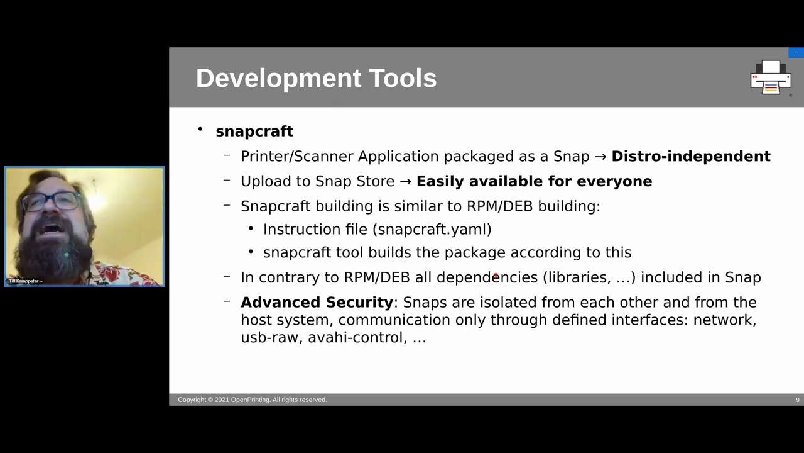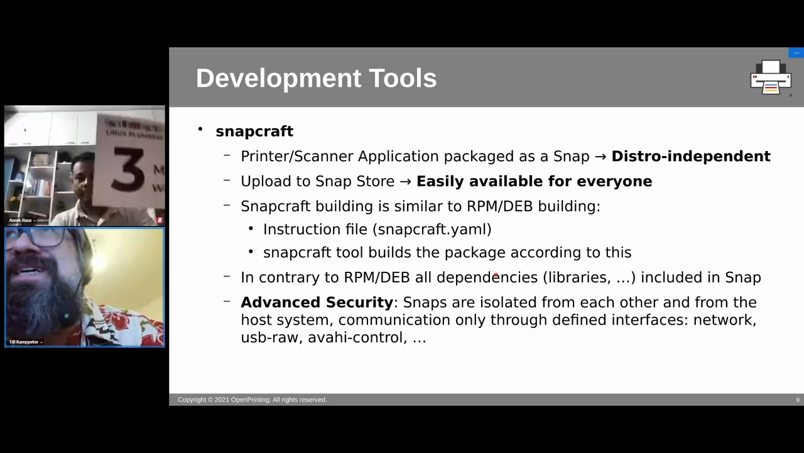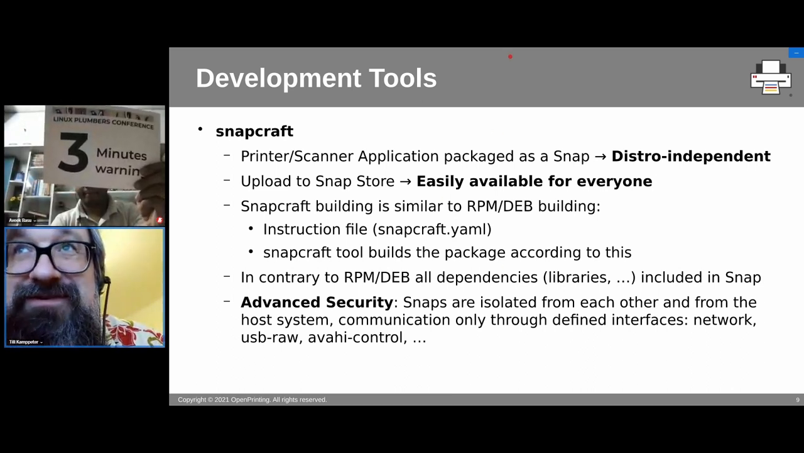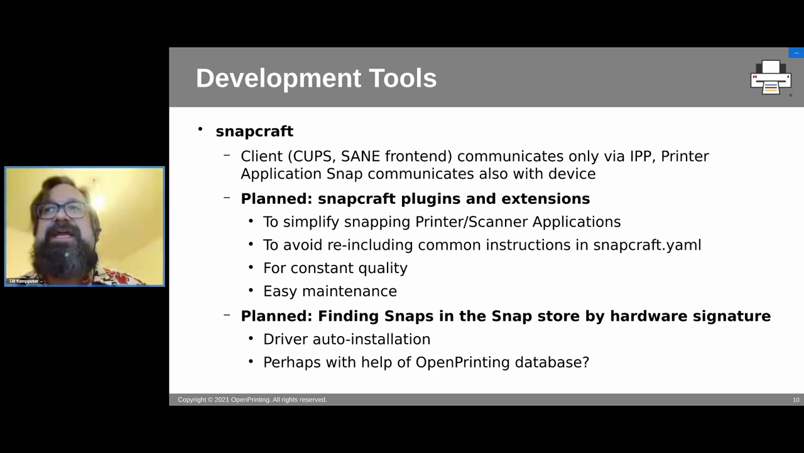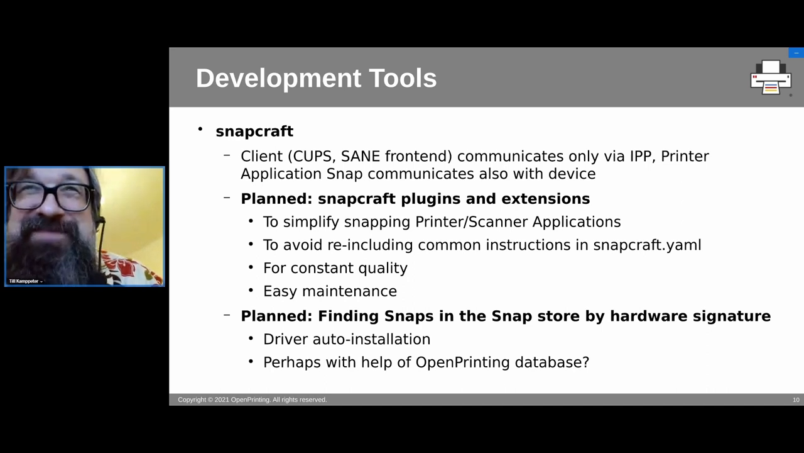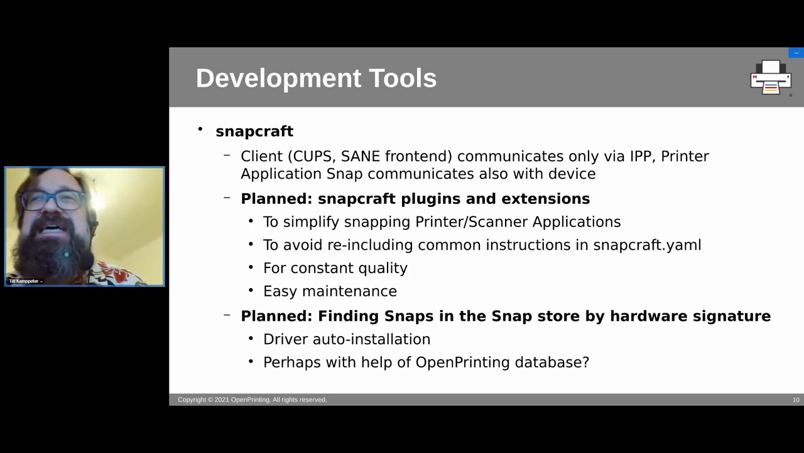Another thing is Snapcraft. The preferred format of printer and scanner applications is a snap, so that you are distribution independent, have security, and so on. And to make it even easier, I'm also planning to create a Snapcraft extension so that it gets really as easy as Debian or RPM packaging. And as I mentioned earlier, I would like to be able to find snaps in the Snap Store by the hardware signature, so that with a printer setup tool, we can automatically find the right snap for the printer.